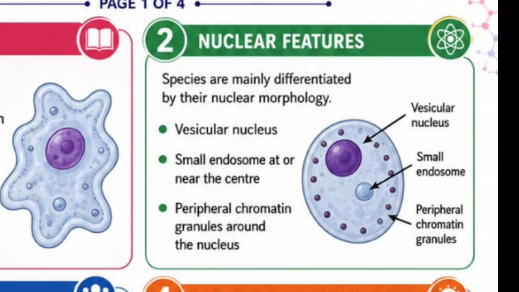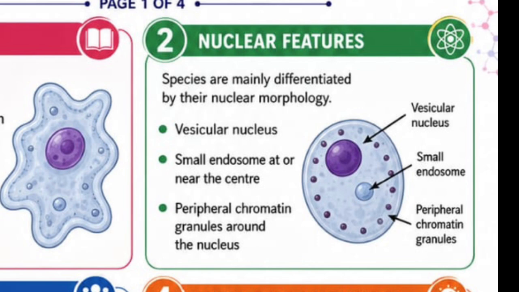Now, we have talked about them, that they belong to a superclass called Sarcodina, a class called Rhizopoda. They move by pseudopodia or protoplasmic flow, and they have their vesicular nucleus, small endosome, and peripheral chromatin granules.